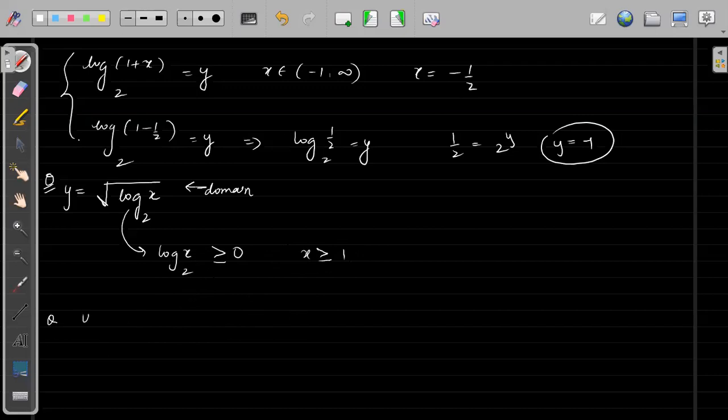Now y is equal to the square root of log of x base 1/2. Now tell me what is the domain of this one? Very good, Vithushan, very good.